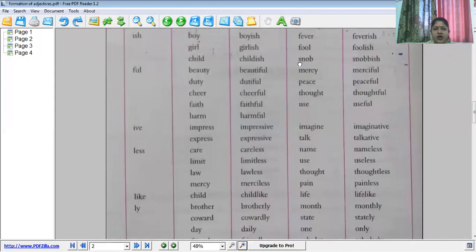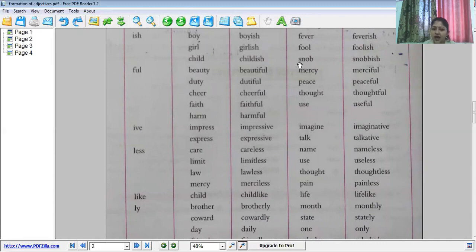When do you use ISH? ISH is used: boy, boyish; girl, girlish; child, childish; fever, feverish; fool, foolish; snob, snobbish. When do you use FUL, children? Beauty, beautiful; mercy, merciful; duty, dutiful; peace, peaceful; cheer, cheerful; thought, thoughtful; faith, faithful; use, useful; harm, harmful.